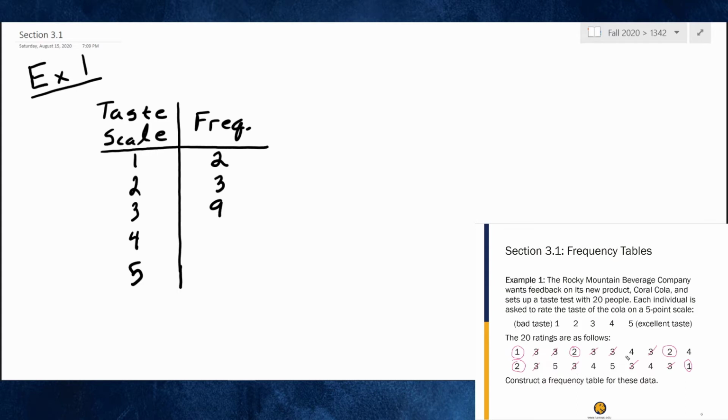And then for 4s, it looks like we got 1, 2, 3, 4 4s. We'll put a 4 in that column. And then finally for 5s, it looks like there are 1, 2 5s here. So put that in the column there, and that's going to complete our frequency table. Now we'll go ahead and total all these up here. If I add up 2 plus 3 plus 9 plus 4 plus 2, that gives us the total number of 20 responses that we have.